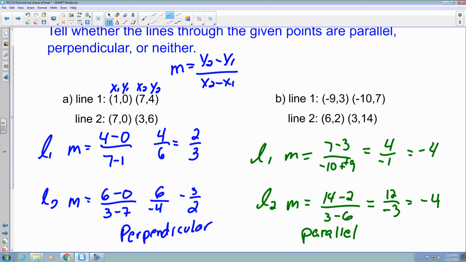Okay? And that is being able to find and use slopes of lines.